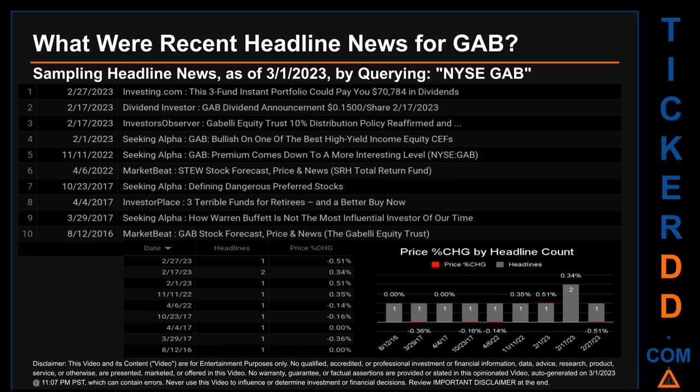What were recent headline news for GAB? Today, Wednesday, March 1, 2023, I sampled one of our news aggregators for latest headlines for this ticker. I did so by searching specifically by a keyword that may appear, broadly, in the title or the body, of discoverable news articles. The keyword that I used was a combination of the exchange and the ticker symbol, NYSE.